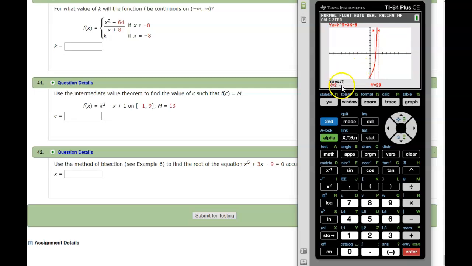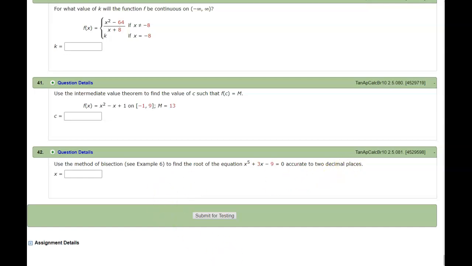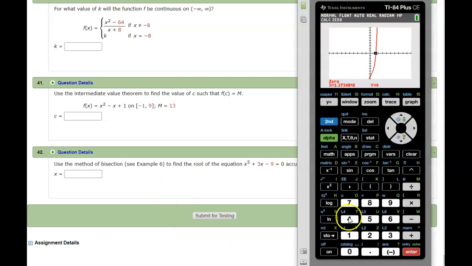So I'm going to put a guess of maybe 1.5 because it looks pretty close to 1.5. Enter, and I got 1.3730. So I would think that the decimal accuracy they wanted here was 2 decimal places. So we would want this to be 1.37. Now it might be off one decimal here because they're expecting you to use the method of bisection. So it might be a little bit off on that one decimal place. So you might have to try it twice.